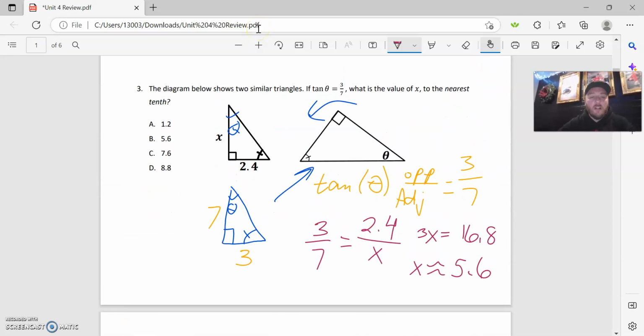Anyways, that's the goal. If they give you two triangles and say they are similar, then we can use that idea of the sine, cosine, or tangent ratios. But we can also still go back to the fact that if I have 3 over 7 for the tangent of one triangle, then that has to be the same tangent for the other triangle, as long as we're referring to the same angle, in this case theta.